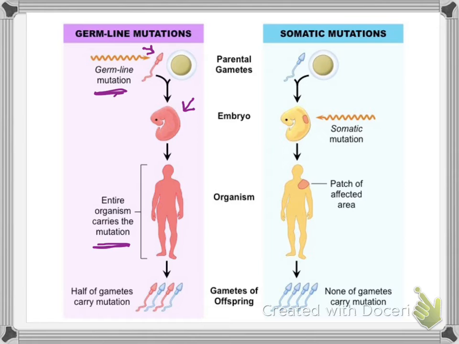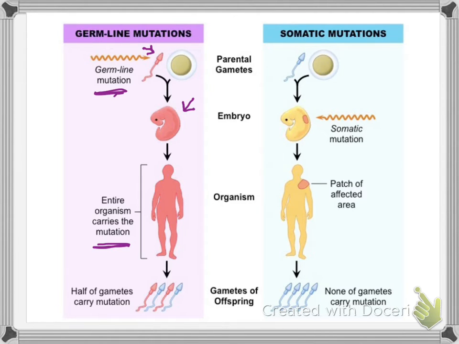And so therefore, every cell is now at a slightly increased risk if that mutation is cancer causing. Then when that person goes to make their own gametes, in this case if it's a man, their own sperm, there's a chance that he could pass on that mutation to his offspring.